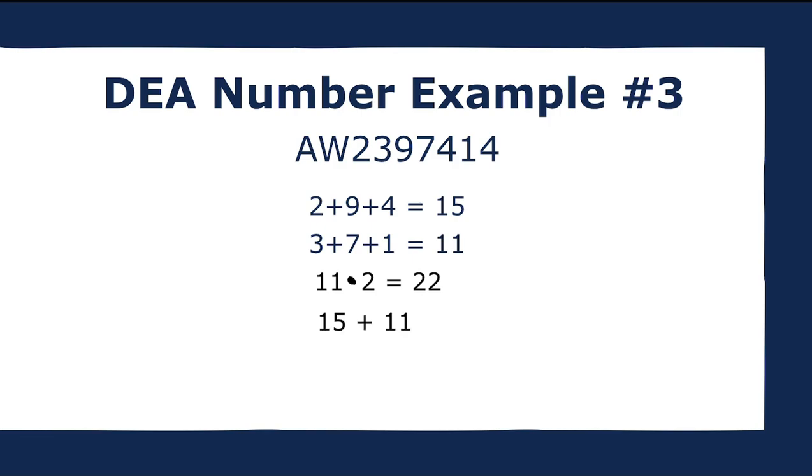I'm going to add 15 plus 22, and when I do that, I get 37. So I'm going to look at the last digit of these two numbers. The DEA number, I have a 4. And for my total sum, the last number would be 7. So I know that this number is not correct and is not verifiable. This DEA number is wrong. And then you would bring it to the pharmacist in a pharmaceutical setting.